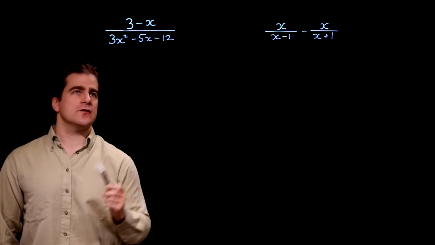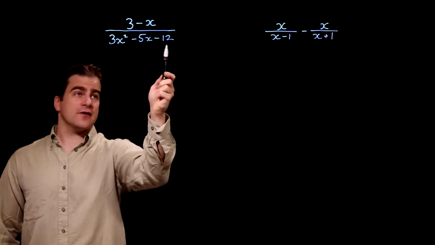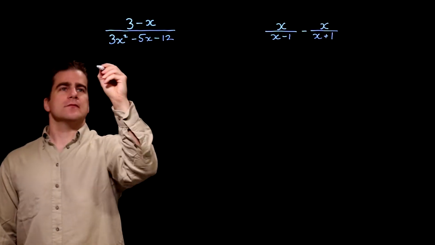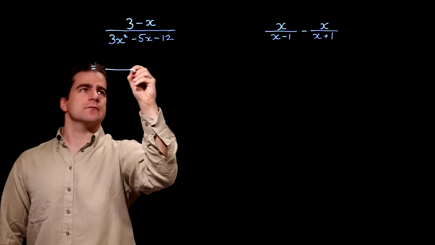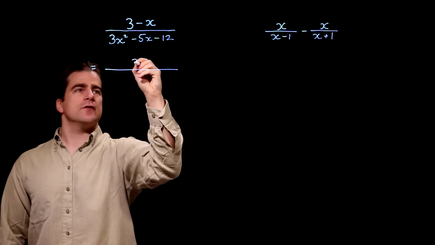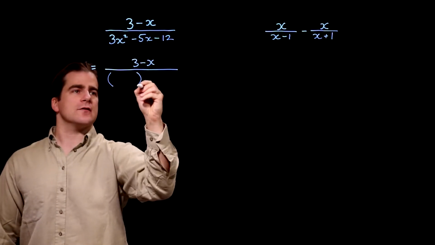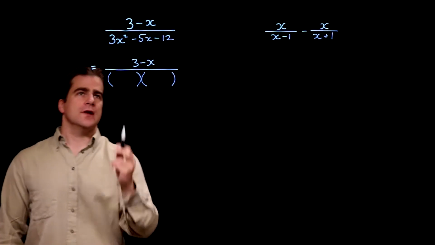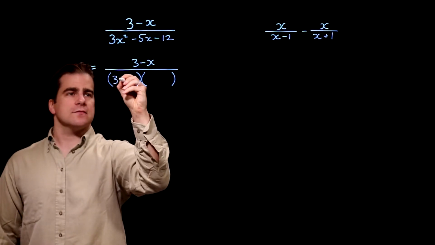When you've got something on the top and a quadratic on the bottom, they've set it up so that if you factorise this, you get a lovely cancellation. So let's do that. So this is equal to, I'm going to leave the top alone, and we're going to factorise the bottom. Okay, we've got 3x squared. Well, that means it can only be 3x and x.